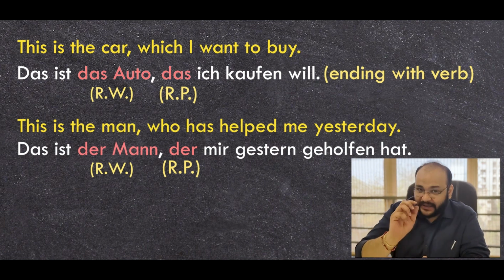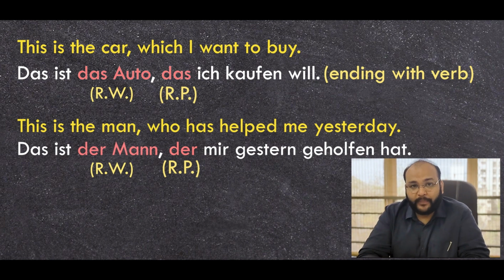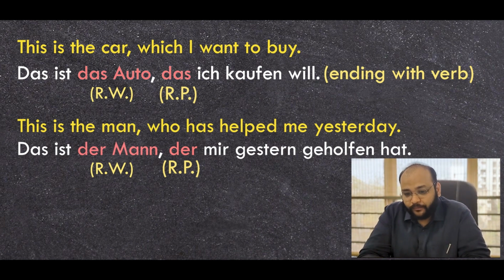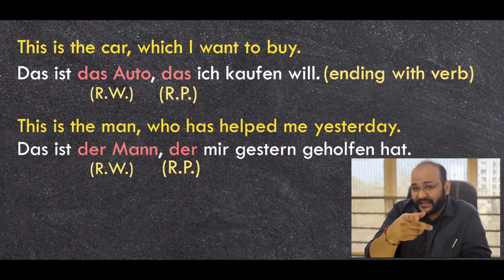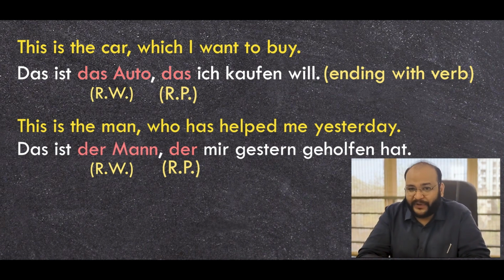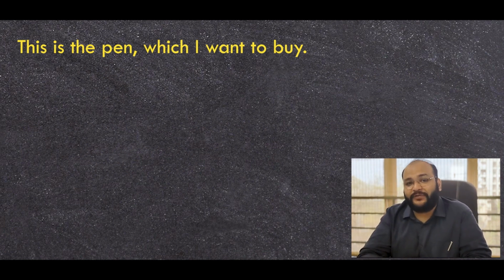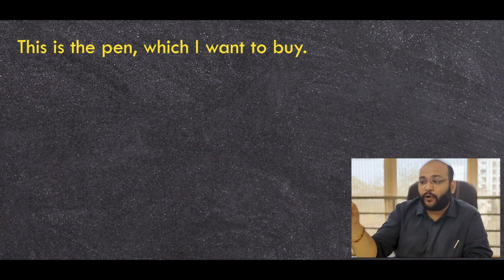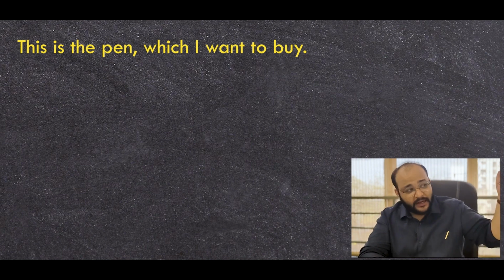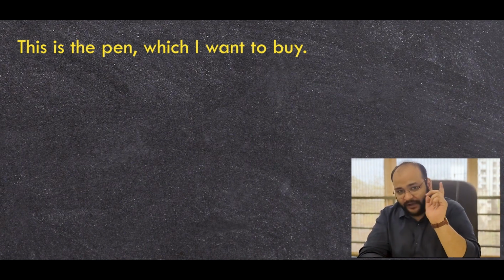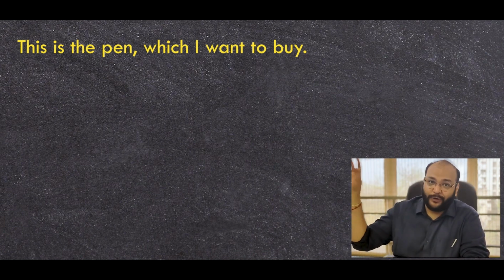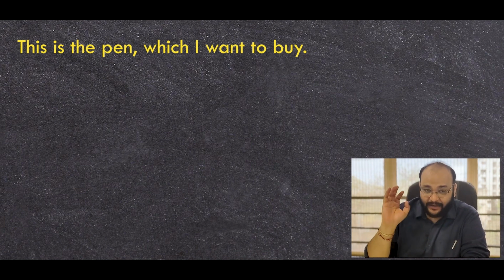Okay, to understand this a bit deeply, and it will also teach you something which I have not mentioned so far. Let's say the sentence is, this is the pen which I want to buy. Now this sentence is very similar to the first type of sentence that we have used. In German it would be, das ist der Kuli, comma, den ich kaufen will. It will be den, D-E-N, and not der.